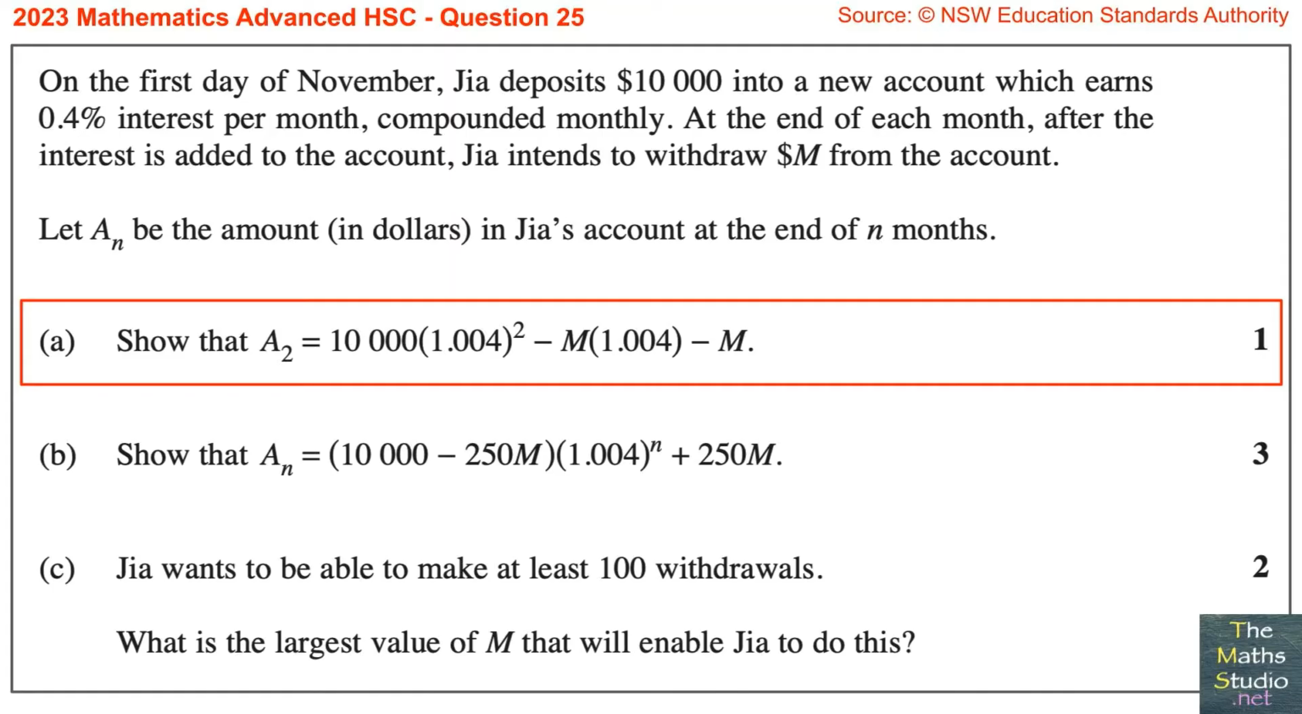Question 25. On the first day of November, Gia deposits $10,000 into a new account which earns 0.4% interest per month, compounded monthly. At the end of each month, after the interest is added to the account, Gia intends to withdraw M dollars from the account. Let A_N be the amount in dollars in Gia's account at the end of N months. Part A. Show that A2 equals 10,000 times 1.004 to the power of 2 minus M times 1.004 minus M.